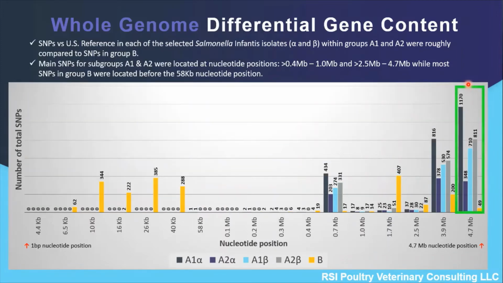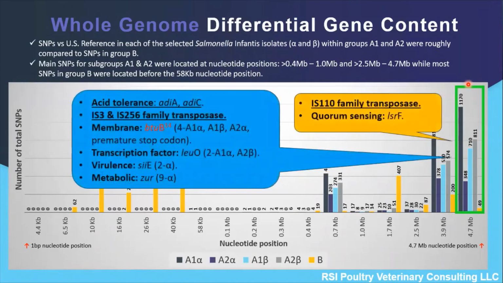The last region is located beyond the 3.9 megabase nucleotide position in the Salmonella chromosome. The A group isolates had most of the mutations in the acid tolerance genes ADIA and ADIC and two transposase genes. Other mutations were located in a membrane, a transcription factor, a virulence, and a metabolic gene.